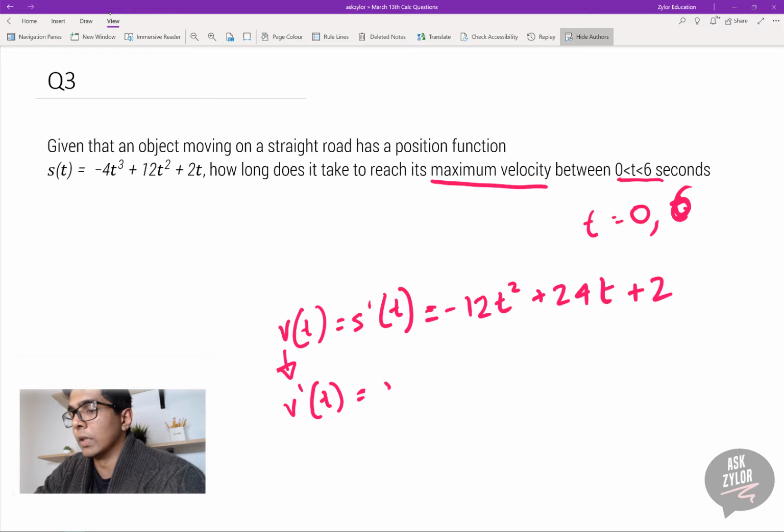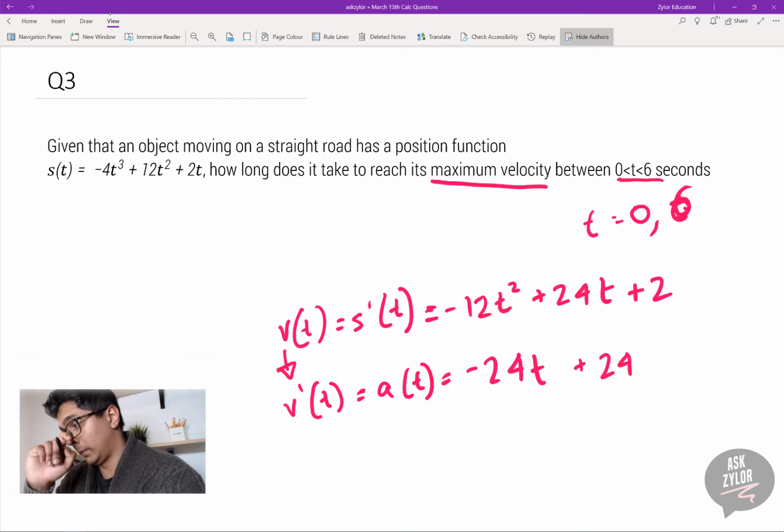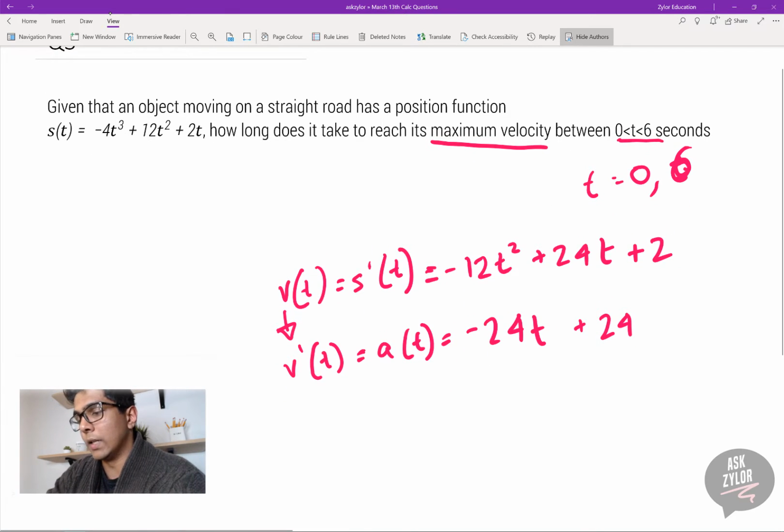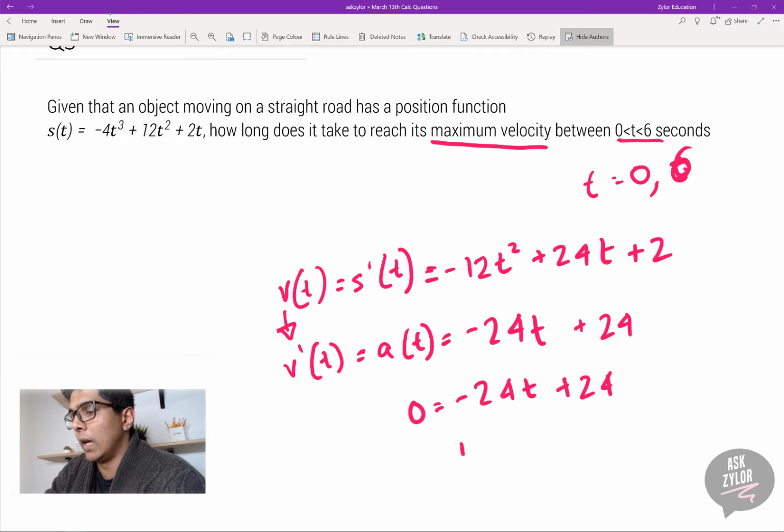So that coincidentally is also my acceleration function. Right, so let's go ahead and derive this. So I'm going to bring the exponent down, multiply with my coefficient. So then I have -24t plus 24, and then my 2 is going to give me 0. Right, so I said I need to find when my derivative of my velocity function is equal to 0. So I'm going to say 0 is equal to -24t plus 24, and then my t is going to be equal to 1.